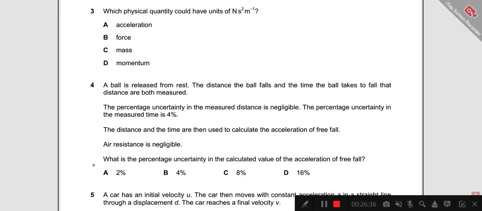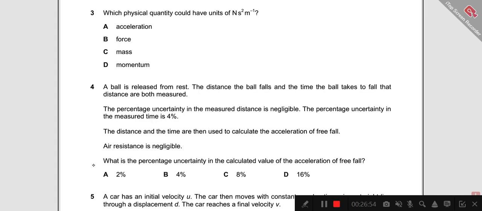A ball is released from rest. The distance the ball falls and the time the ball takes to fall that distance are both measured. The percentage uncertainty in the measured distance is negligible. The percentage uncertainty in the measurement of time is 4%. Now, the distance and time are used to calculate the acceleration. Air resistance is negligible. Calculate the percentage uncertainty in the acceleration.